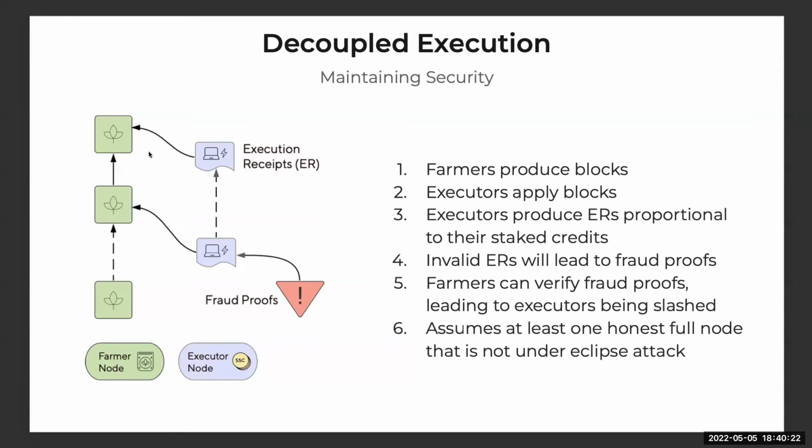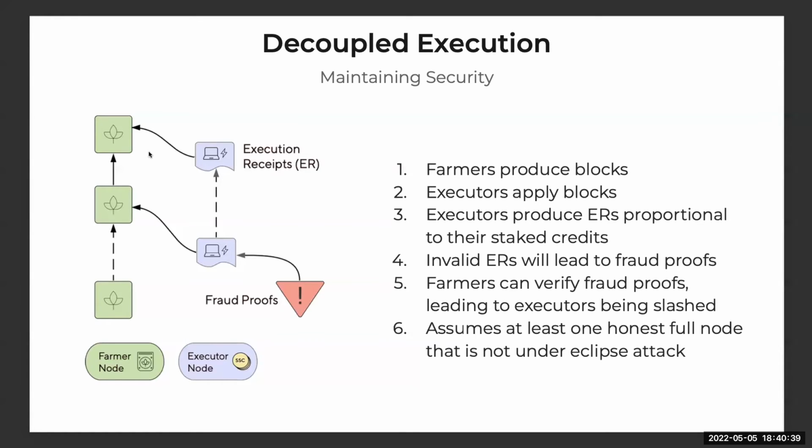There's an assumption here that there is at least one honest full node. It doesn't have to be a staked executor. It can just be one honest full node on the network. Of course, it's not under some kind of attack like an Eclipse attack. And this seems to be a pretty reasonable assumption for any kind of decentralized network.